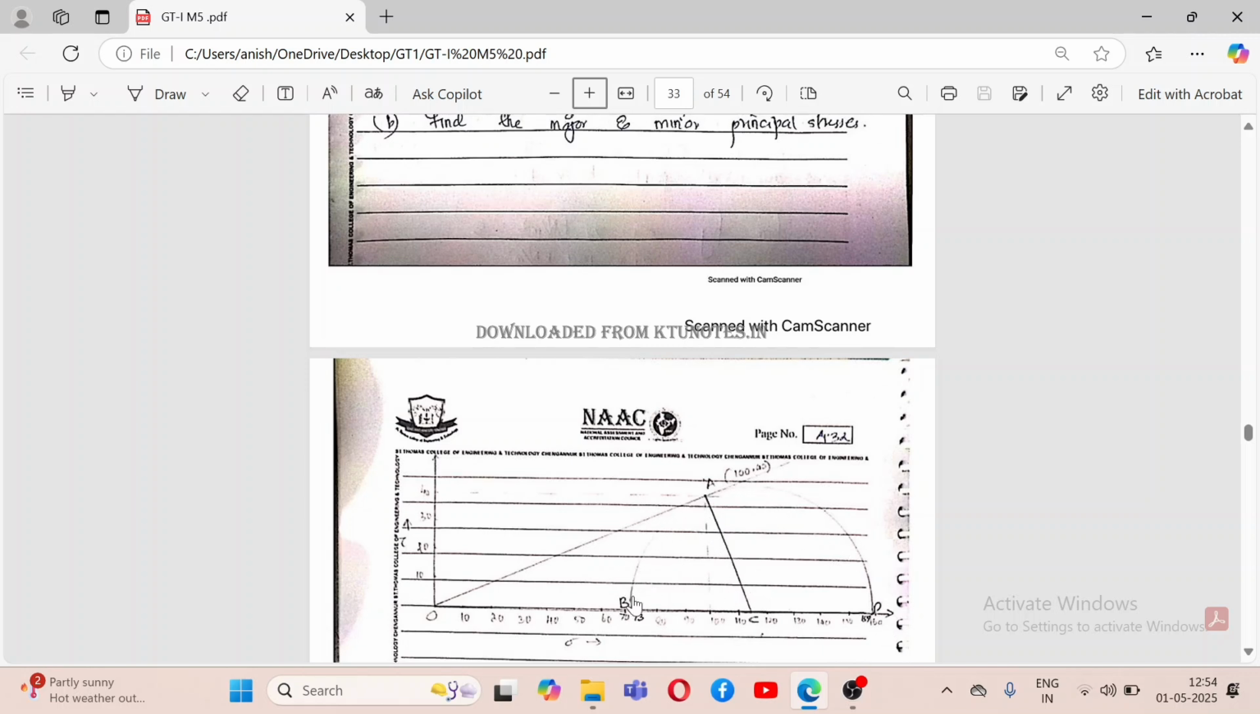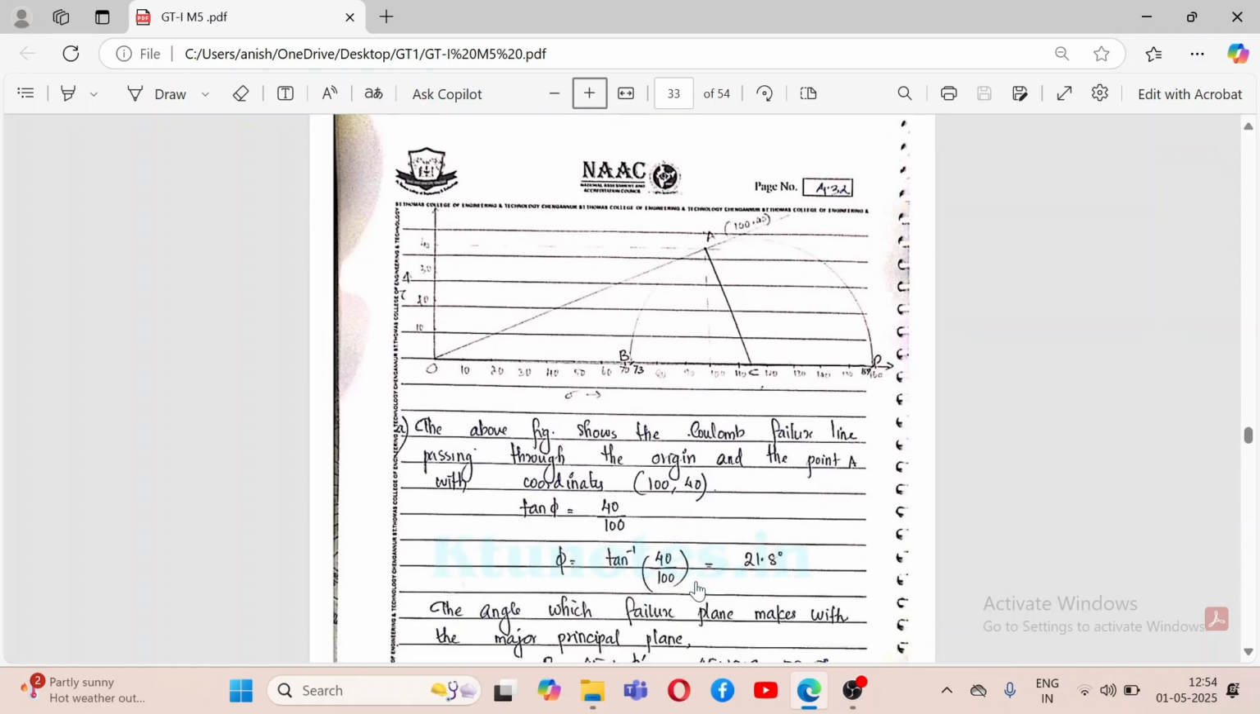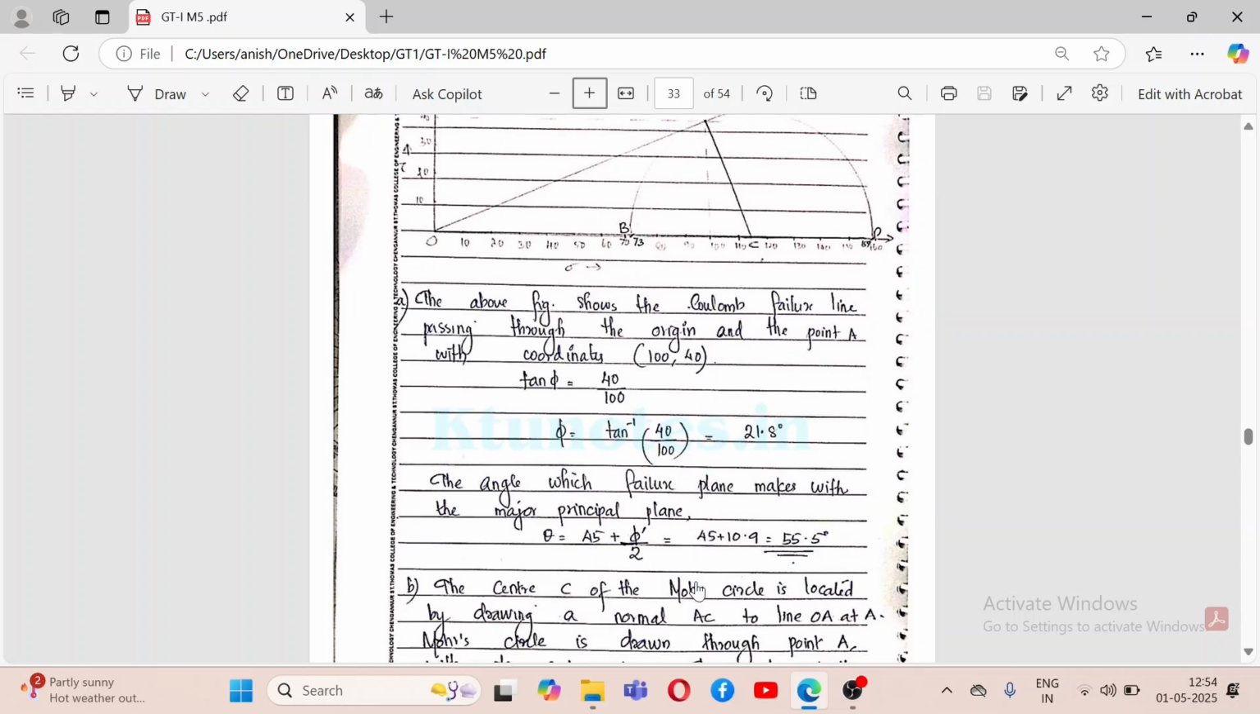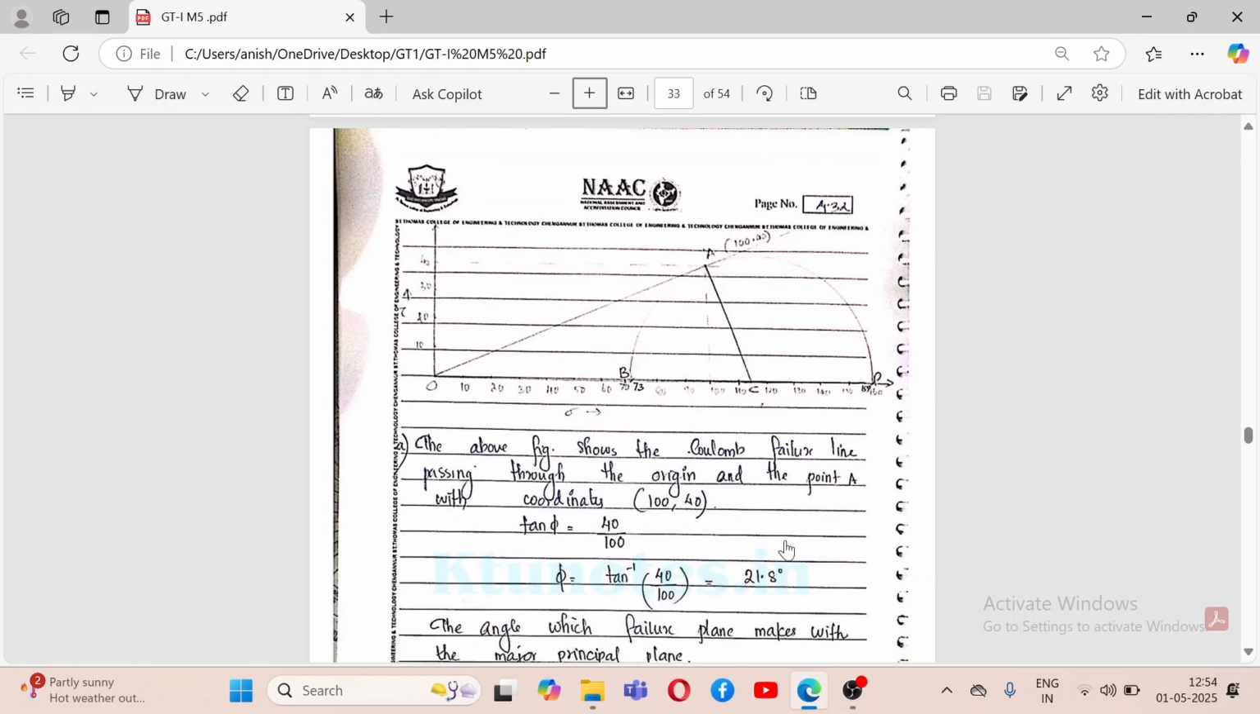You can name the points B and D. So you get the major and minor principal stresses here. That is the graphical solution. The above figure shows the Coulomb failure line passing through the origin and the point A with corresponding 140. So tan phi you take as 40 by 100. Phi is equal to tan inverse of 40 by 100.